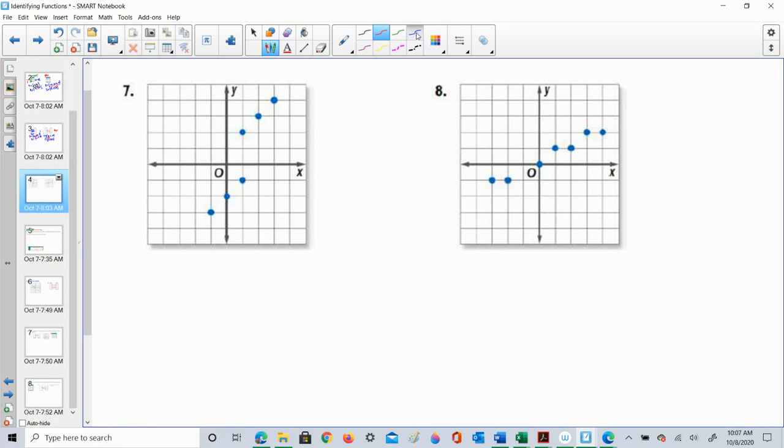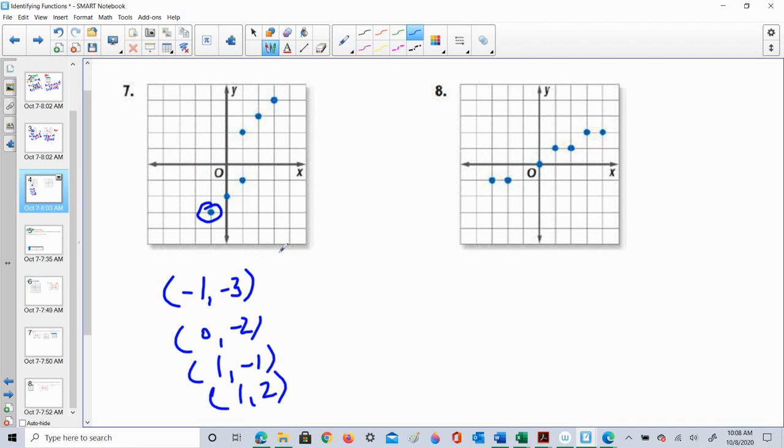They're blue dots. So what would this point here be? That's negative 1, negative 3. So I have negative 1, negative 3. And this point, 0, negative 2. So far, so good. This point, 1, negative 1. And then this point up here, 1, 2. Uh-oh.